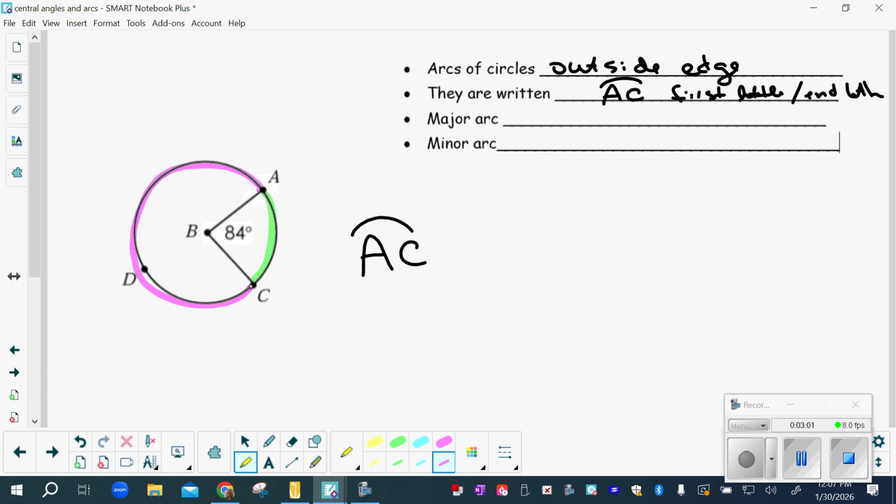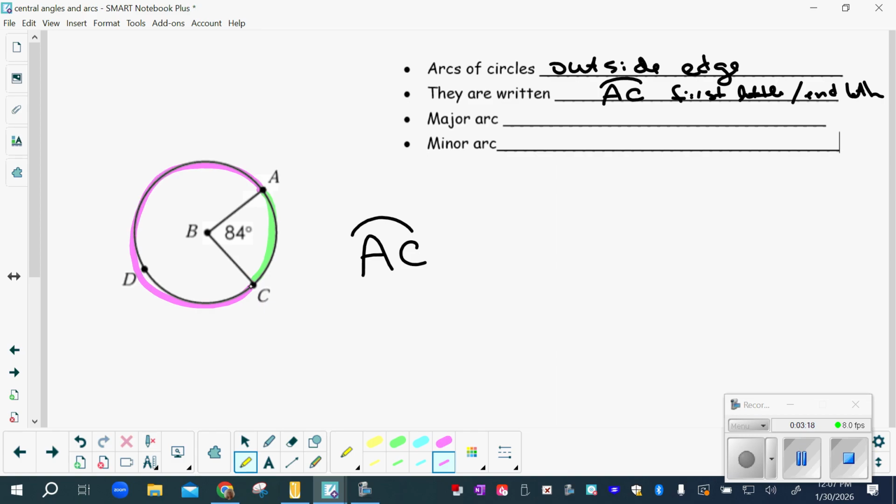And that's a problem. Here's the problem. It starts with an A and it ends with a C, just like the green one. And right now, I can't tell them apart, but they are obviously very different. One is very big and one is very small. So here's what we do.